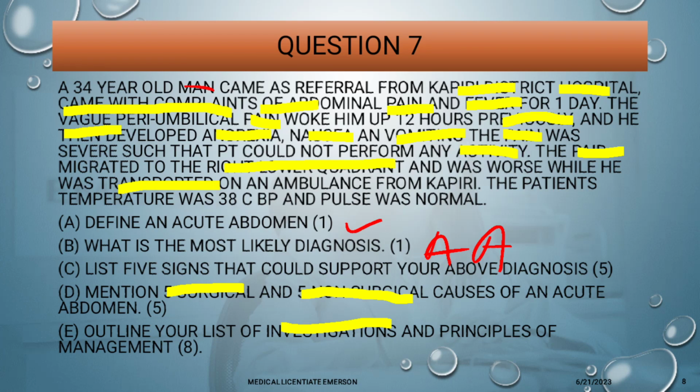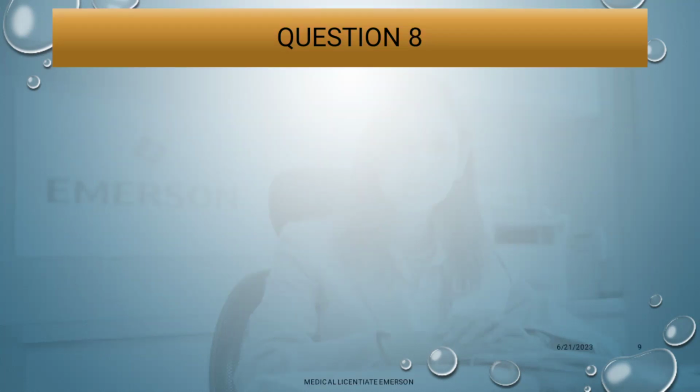But again, that's the way you are supposed to write, because you separate your investigations, lab and radiological, then your principles. You begin from there, with things which you can do before you arrive at your definitive. Okay, we are done with that. So go to question 8.